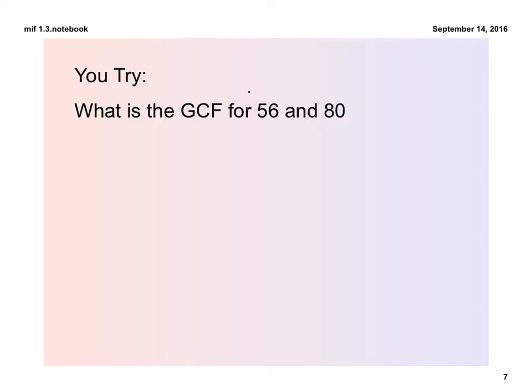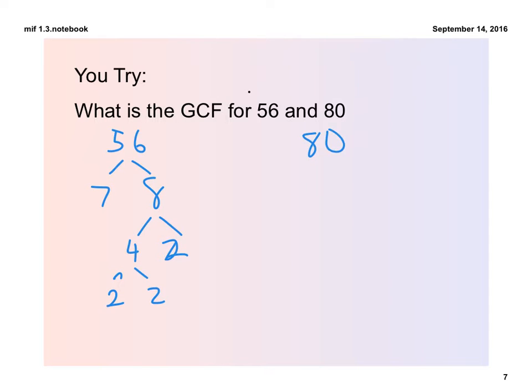So I would like you to pause the video now and try to find the GCF for 56 and 80. So I'm going to go about this using the tree method. I think that makes the most sense for me. So I start with 56. That's 7 times 8. 8 is 4 times 2. And 4 is 2 times 2. 80. 8 times 10. 8 is 4 times 2. 4 is 2 times 2. 10 is 5 times 2.